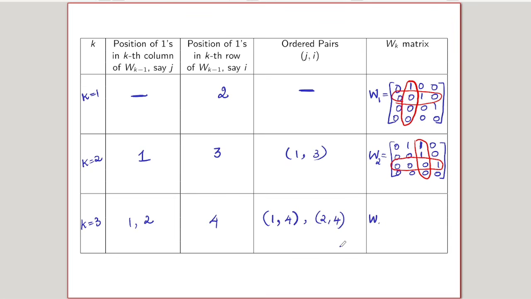Now writing W3 matrix, first we have to retain all the ones from the previous matrix. So it is 1 1 1, and here at 3 comma 4 place it is 1. Additionally, we have to put 1 in these ordered pairs. So 1 comma 4 place will be filled with 1, 2 comma 4 place will be filled with 1. We have to put 0 in the remaining places. 0 0, and last row will be entirely 0.